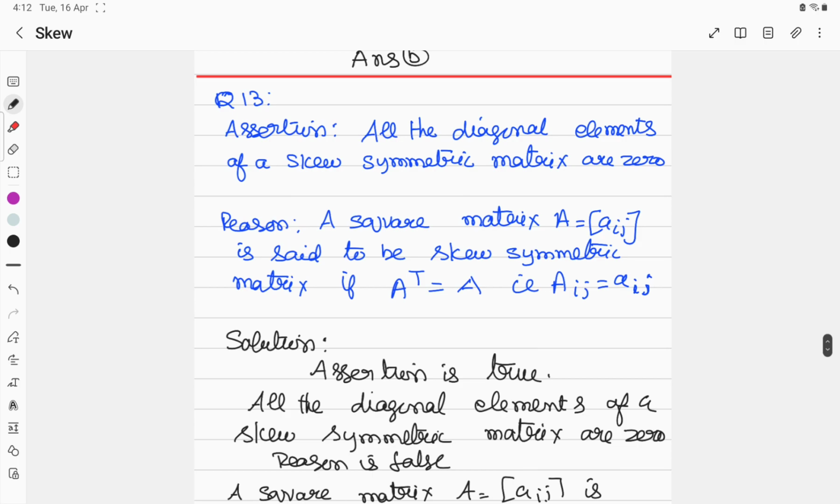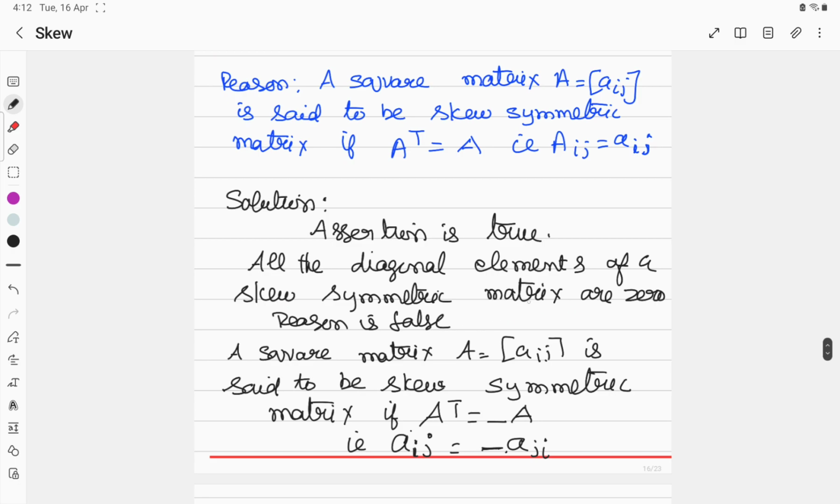Question 13. Assertion: All the diagonal elements of a skew symmetric matrix are 0. Listen. A square matrix Aij is said to be a skew symmetric matrix if A transpose is equal to minus A, that is Aij is equal to minus Aji. In this case, the assertion is that all the diagonal elements of a skew symmetric matrix are 0.